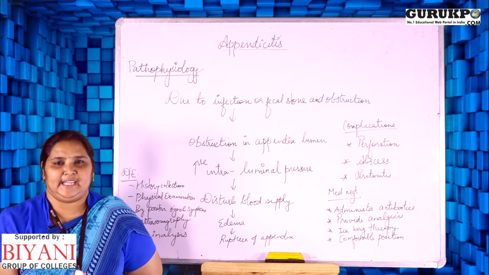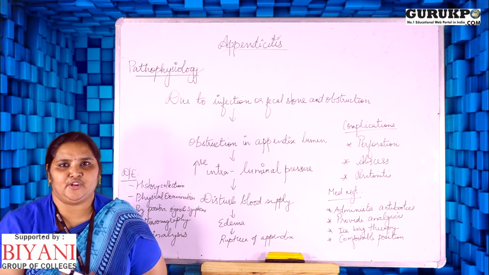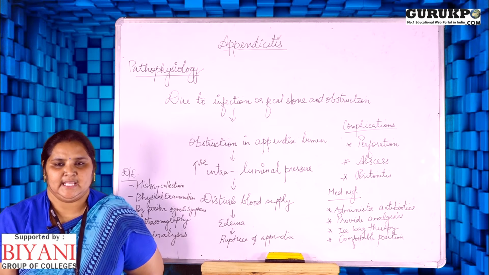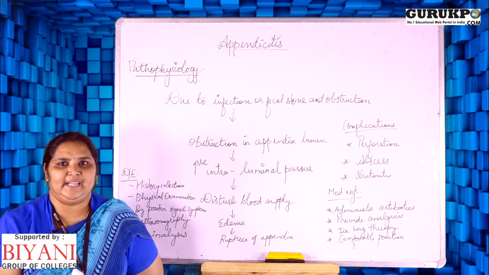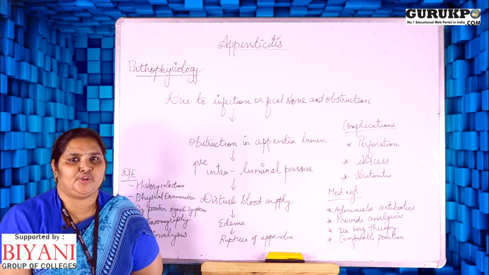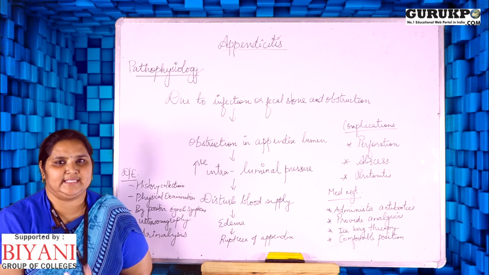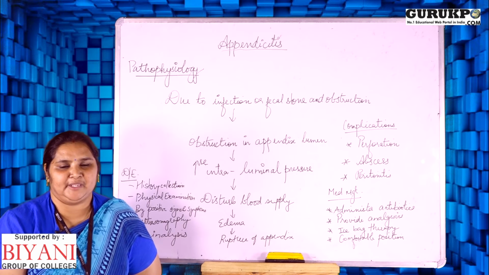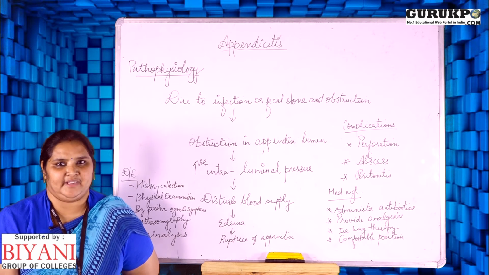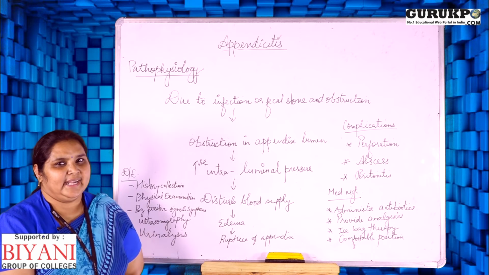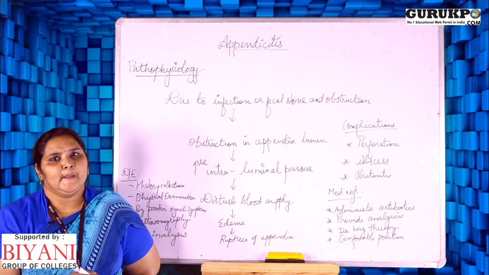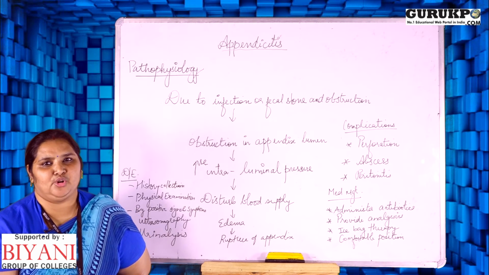Second one is abscess. When the inflammation is acute and we are not treating it well with antibiotics, it can lead to further abscess. And the next complication of appendicitis is peritonitis. Peritonitis means the appendix has ruptured or the inflammation has spread to the adjacent area. We know the peritoneum is the serous membrane which covers the abdominal cavity. So in peritonitis, the infection or inflammation can spread from the appendix to the peritoneum. That is known as peritonitis.